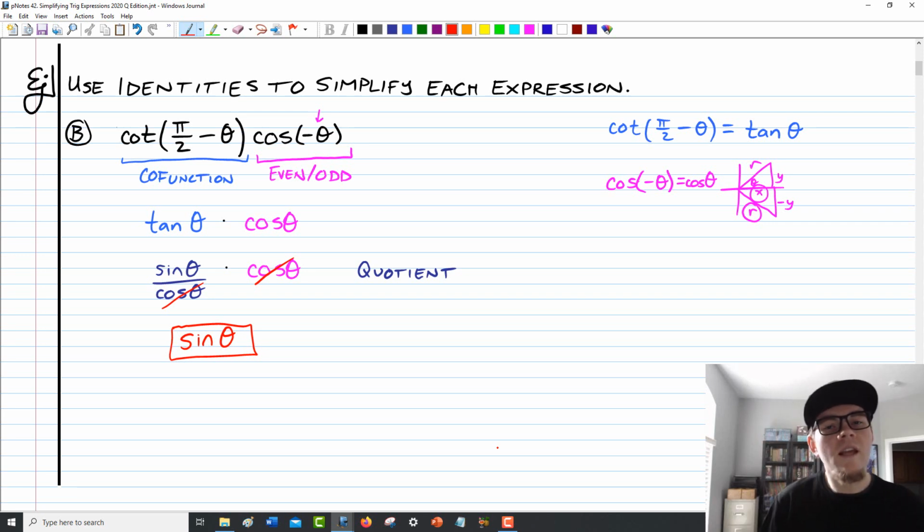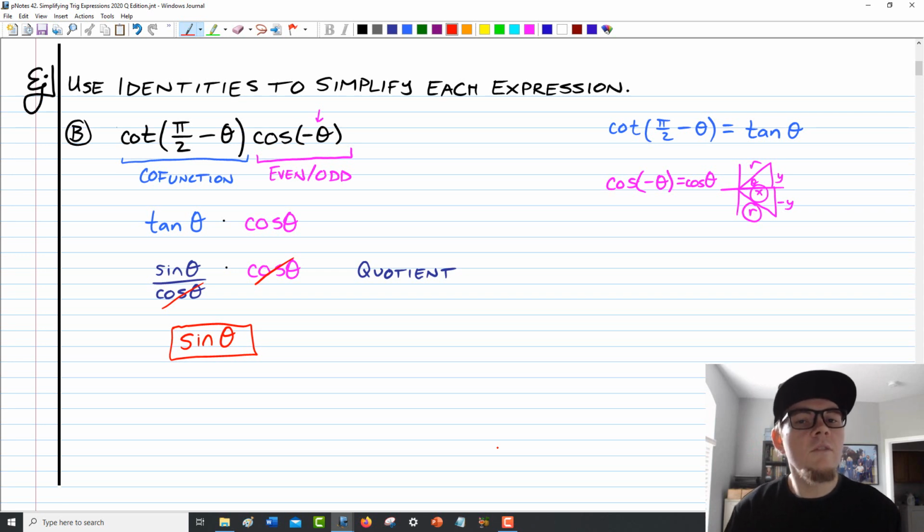So once again, in this case, I'd say this problem leads us in a particular direction, so follow the path if there's one that's there. If you see a negative theta, think even odd, and if you see that pi over 2 or 90 minus theta, immediately jump straight in with a cofunction and see if that doesn't clean things up.